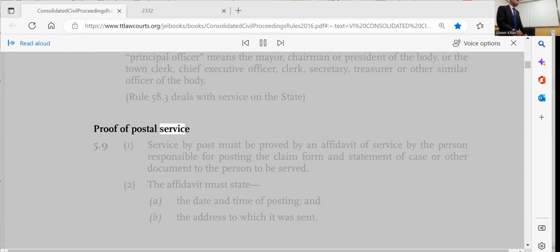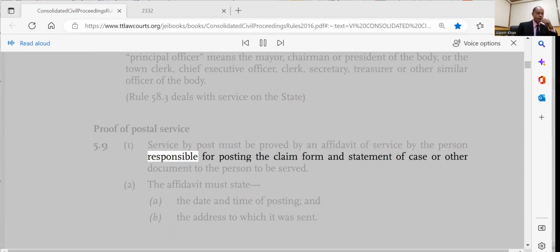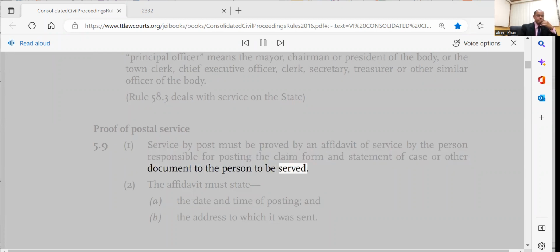Proof of postal service. 5.9 1. Service by post must be proved by an affidavit of service by the person responsible for posting the claim form and statement of case or other document to the person to be served. 2. The affidavit must state a. the date and time of posting, and b. the address to which it was sent.